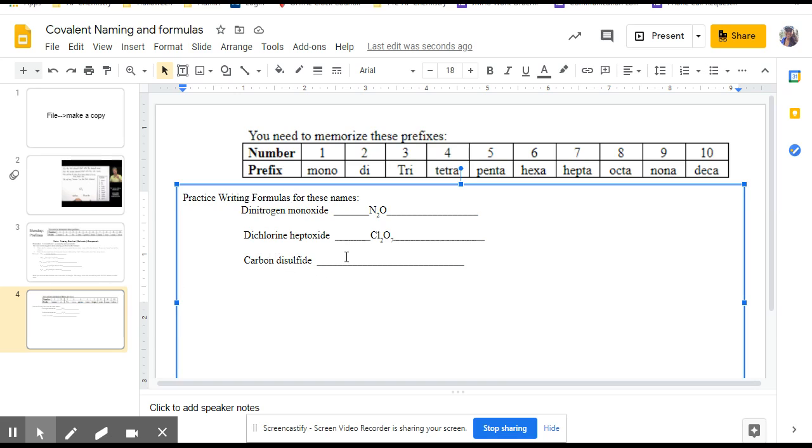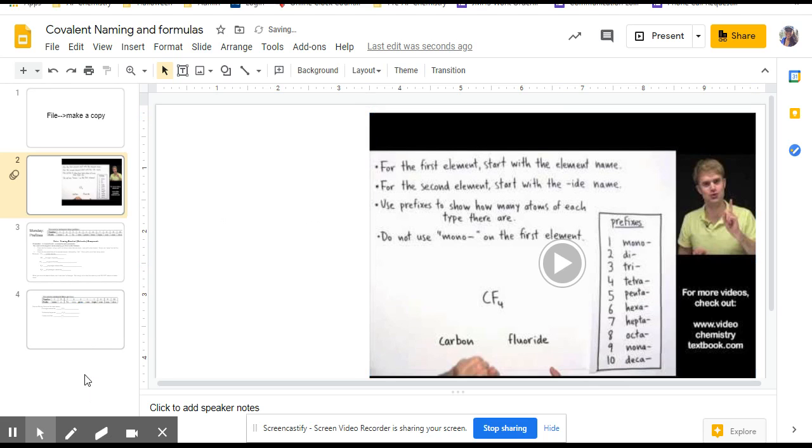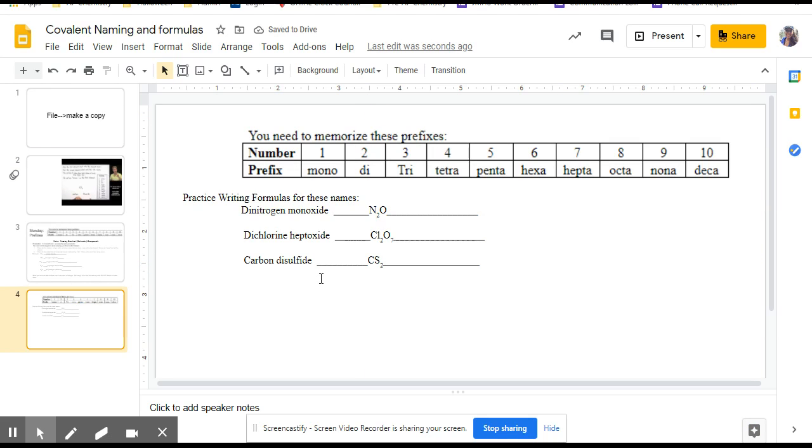Carbon disulfide. We have one carbon. There's no mono in front of it, but that's because we don't put it on those. And then disulfide, meaning two sulfurs. And that's what we've got for that. Be sure that you watch that first video so that you can then do your practice problems and get your exit ticket done for the day.